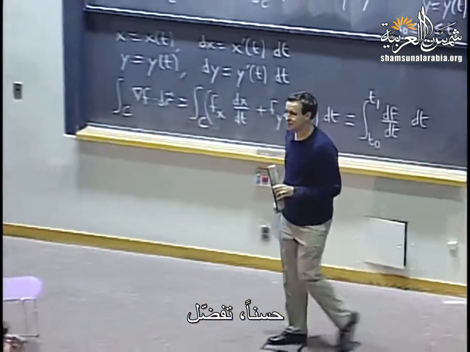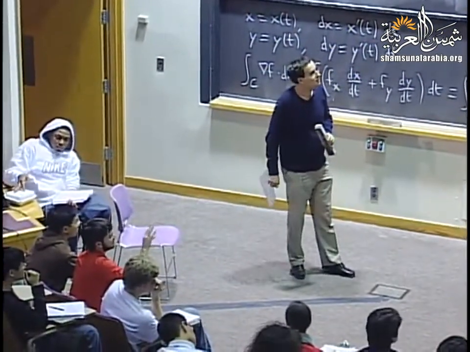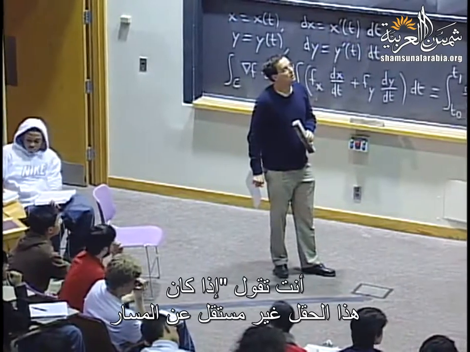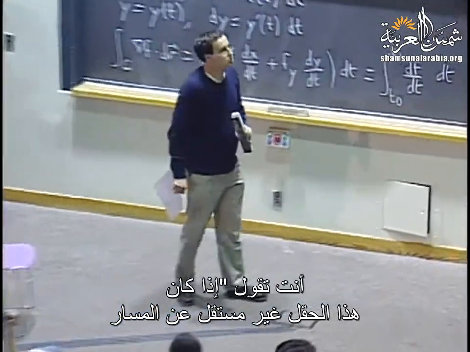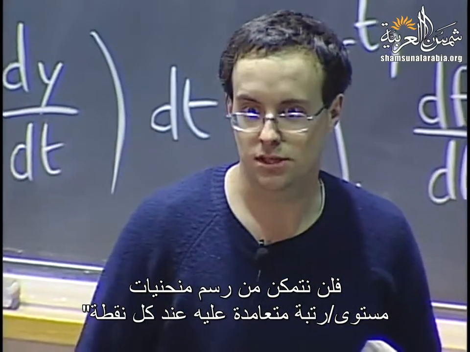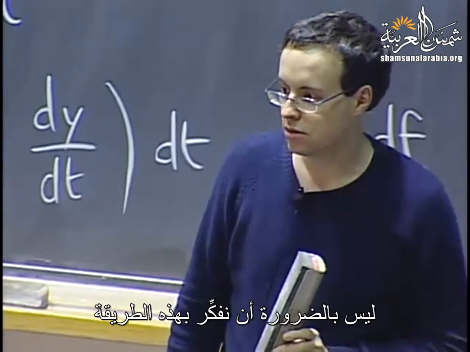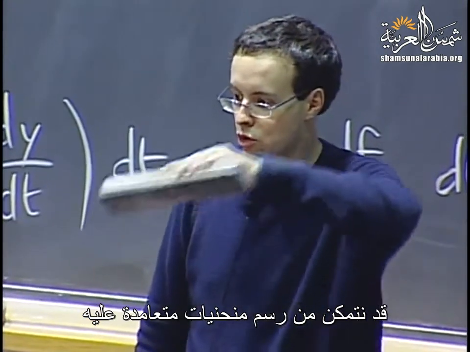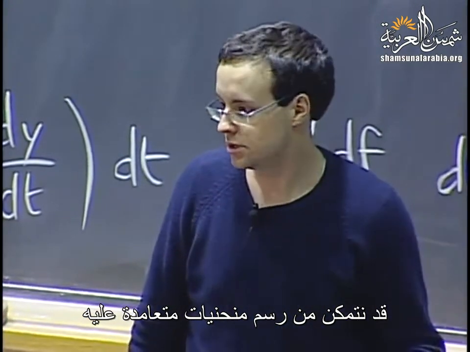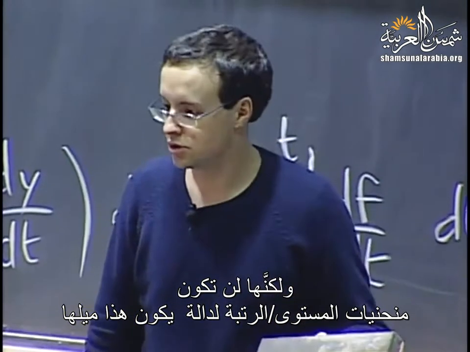Yes? So if it's not conservative, then it's impossible to draw level curves that are perpendicular at the different points? Let's see. So you said if it's not path independent, then we cannot draw level curves that are perpendicular to it at every point. I wouldn't necessarily go that far. You might be able to draw curves that are perpendicular to it, but they won't be the level curves of a function for which this is the gradient.